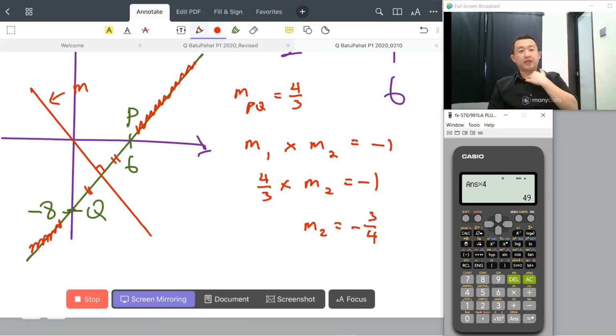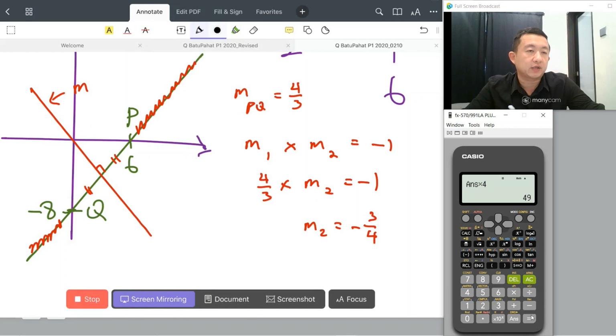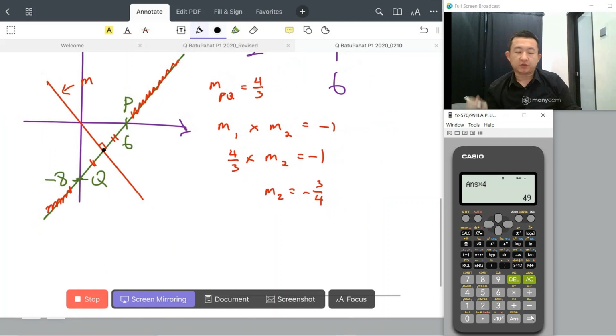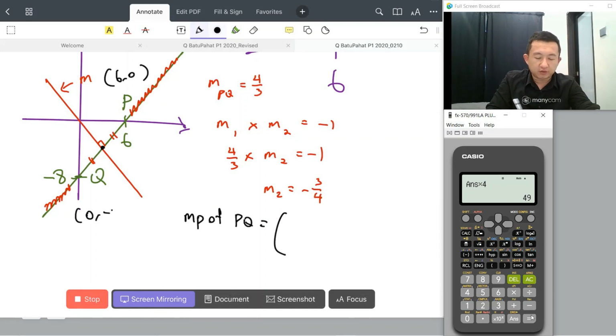Okay, we know the gradient. Then we need to know a coordinate in order to form the equation. Do we know any coordinates for this red line? No, you don't, but you have this intersecting point. This is the midpoint of PQ. So if we find the midpoint of PQ, we have the coordinates. What is the coordinate for P? 6, 0. Coordinate for Q, 0, negative 8.